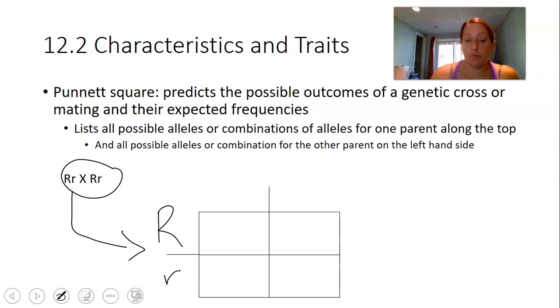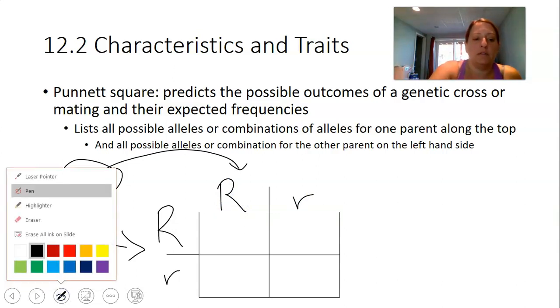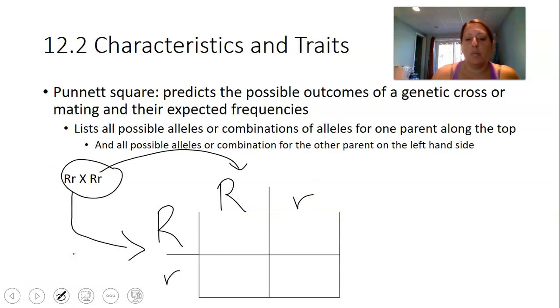4 gametes would be produced, right? But 2 of them would contain the big R, and the other 2 would contain the little r, so they would be the same, right? So we say 50% and 50%. Let's put the other parent up here on the top. So again, big R and little r. So now inside the box, let me grab a different color so we understand the difference. We're going to put the potential offspring.